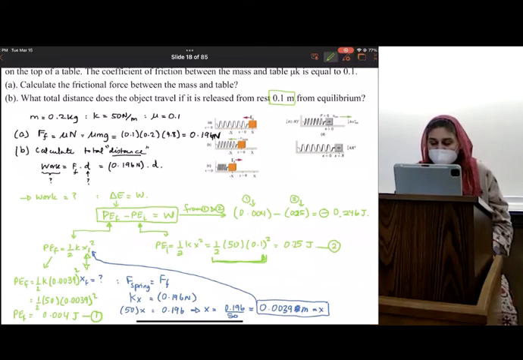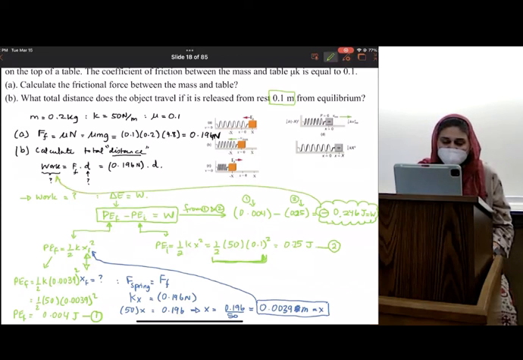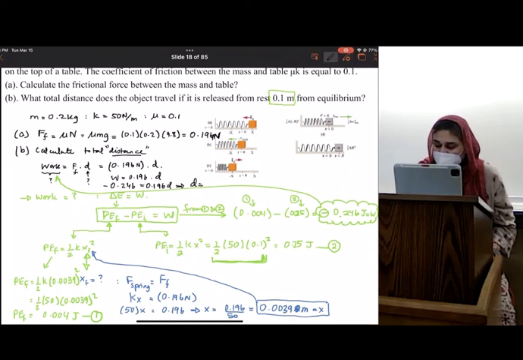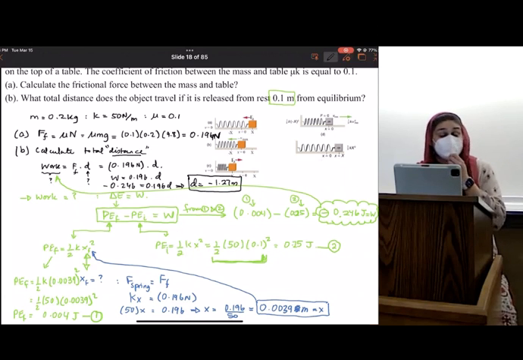So once I have this number, that's for my work. I can plug that back into here. So then I will have work equal 0.196 times D, or negative 0.246 equals 0.196 D, or D to be calculated as negative 1.27 meters. And what does a negative sign represent? That it is moving opposite to the direction. That's all that means.